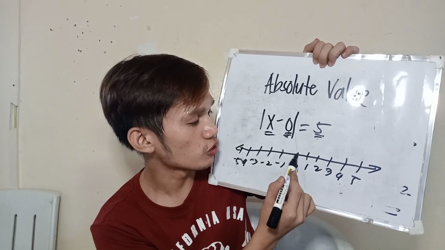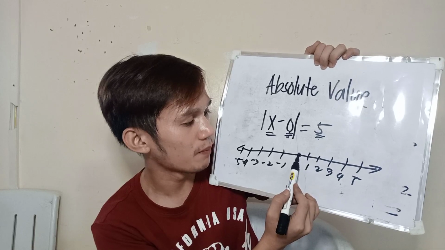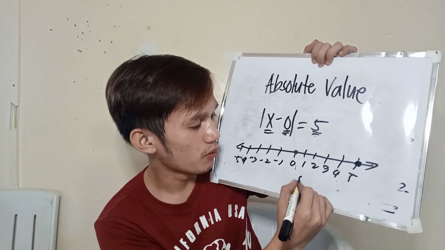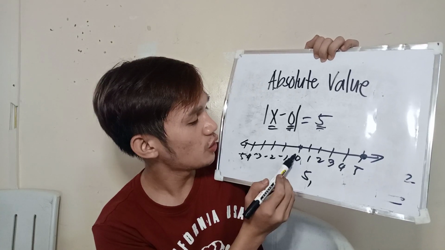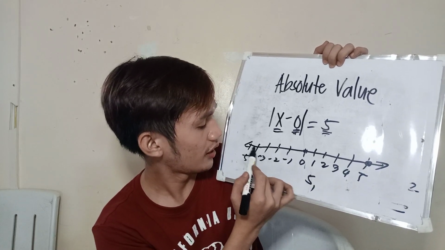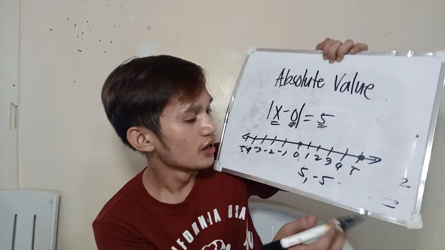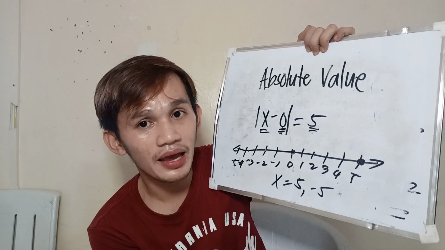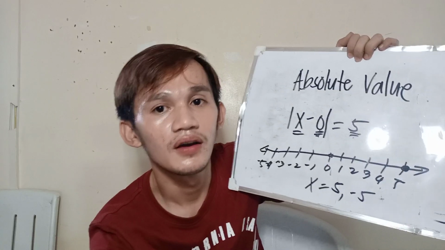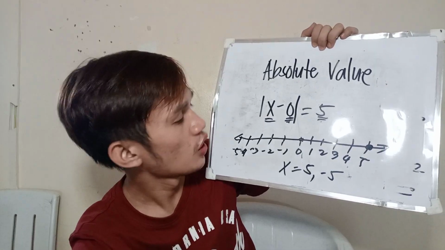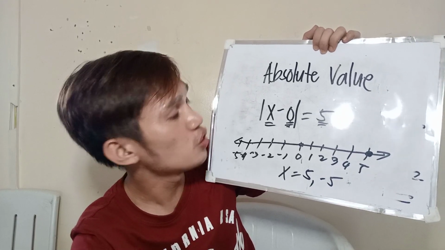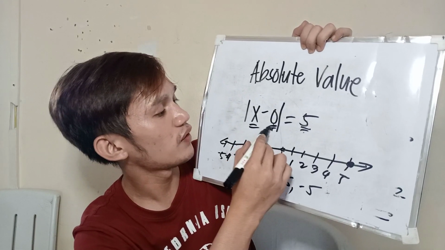So you're just going to count. From 0, you're going to count 5. 1, 2, 3, 4, and 5. So the first one is positive 5, while the other one is 1, 2, 3, 4, and 5, so that is negative 5. So the possible values of your x are positive 5 and negative 5. You're just going to count the units away from the reference point.